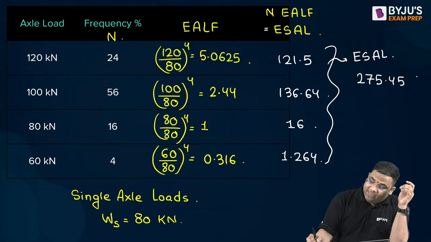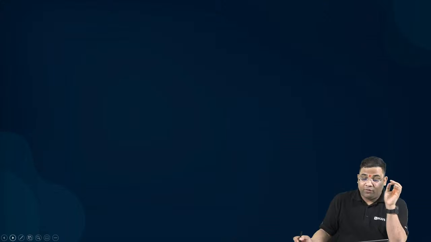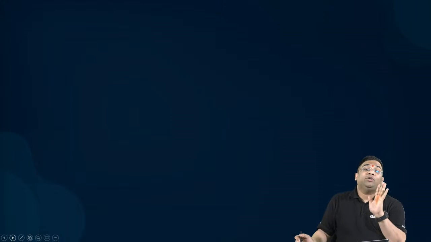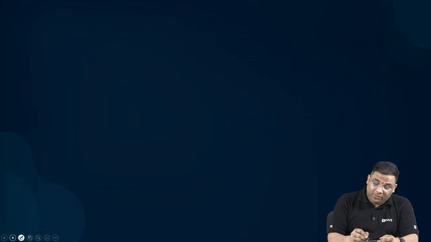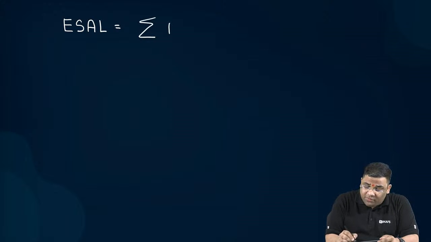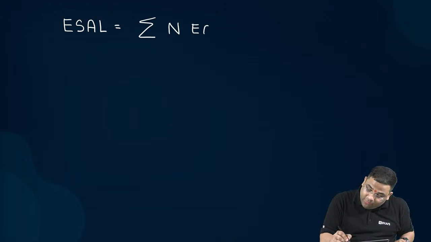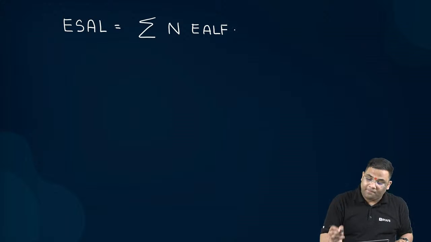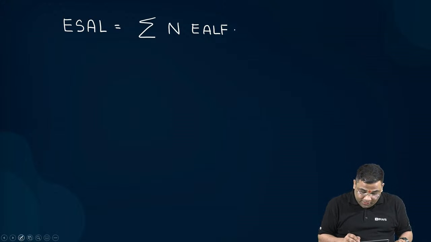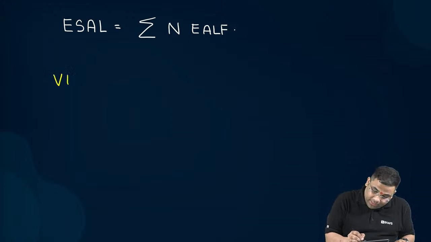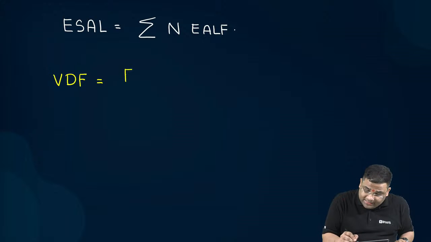In the GATE examination, it's a very common question, where they ask you to find out ESAL. And we saw that it is very easy. Can I say the ESAL is the summation of the frequencies of different axle loads into their equivalent axle load factor, right? Now, how to find out the vehicle damage factor? I told that this will be ESAL divided by the number of commercial vehicles.